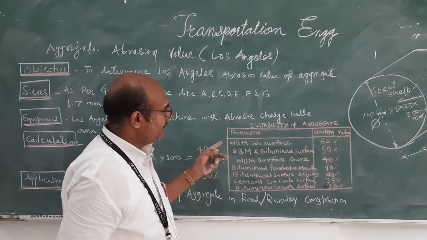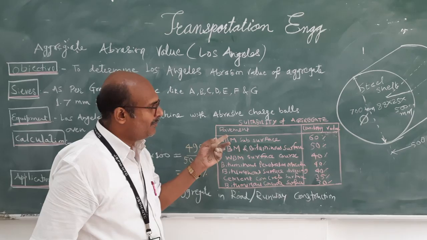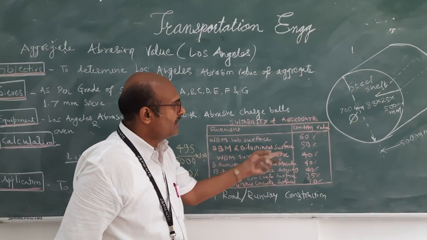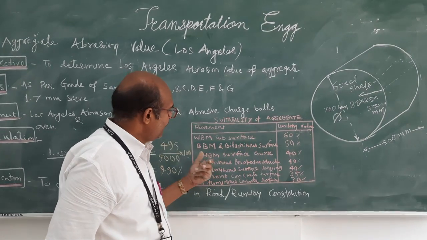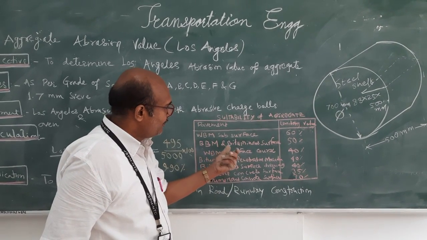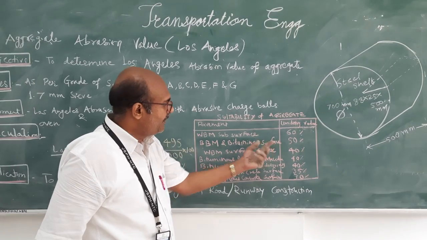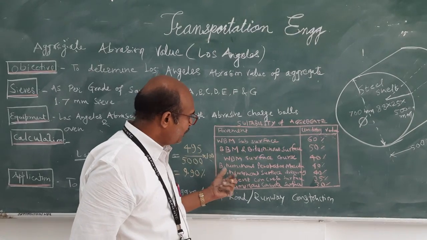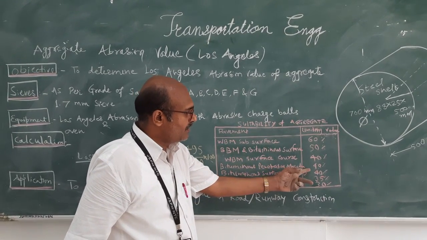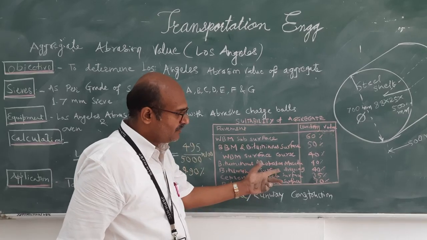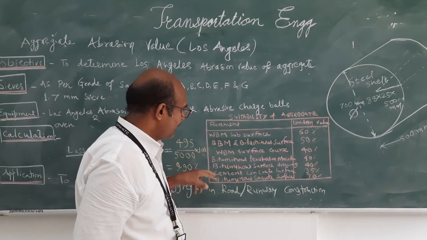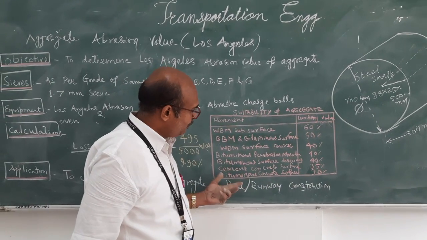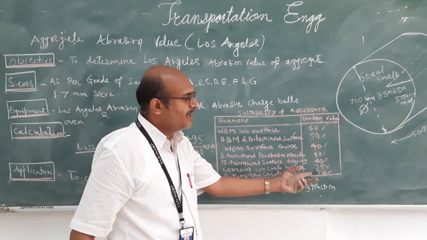So this is the chart showing us the suitability of aggregate for abrasion. If we have WBM with subsurface course, the limiting value is 60%. Then for bituminous macadam and bituminous surface course, the value is 50%. WBM surface course value is 40%. Bituminous penetration macadam, the value is 40%. Bituminous surface dressing, the value is 40%. Cement concrete surface course, the value is only 35%, and for bituminous concrete surfaces, the value is only 30%.